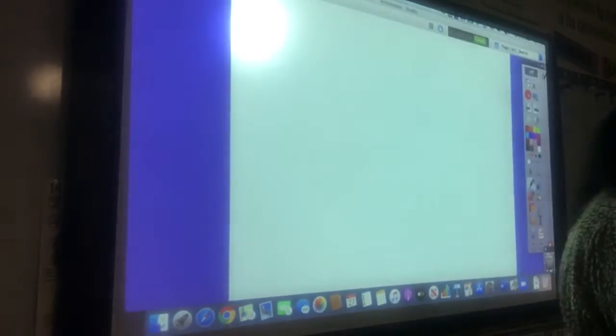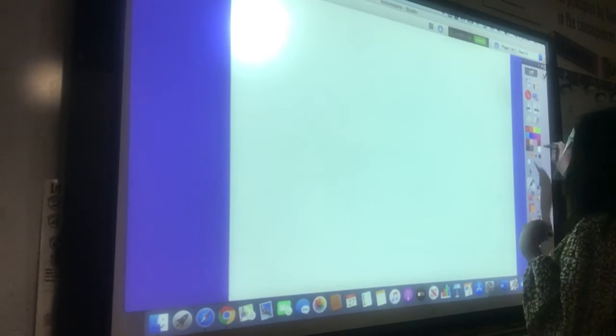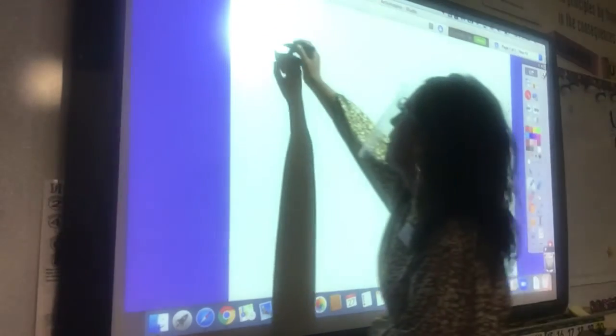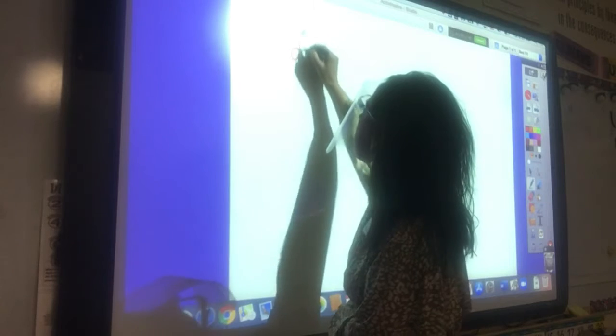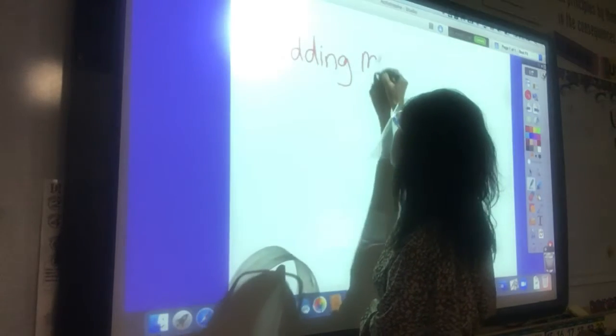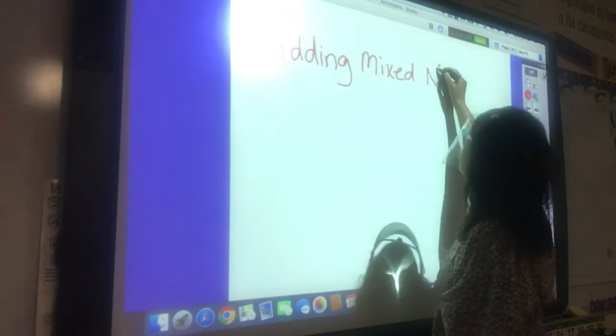So we're gonna go to your composition book. We're gonna put two different examples, but we're gonna stop in between each one and do some stuff on your whiteboard. So at the top of your next empty page, put adding mixed numbers.